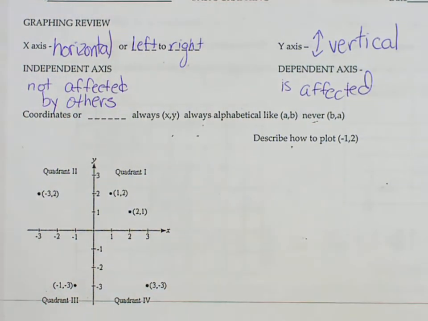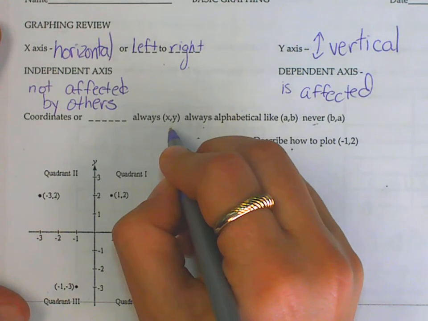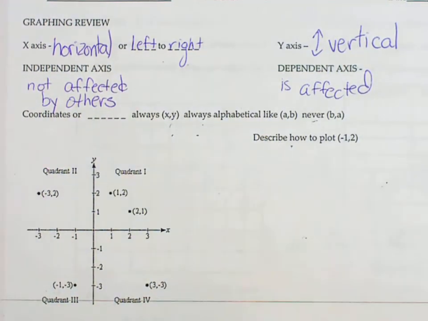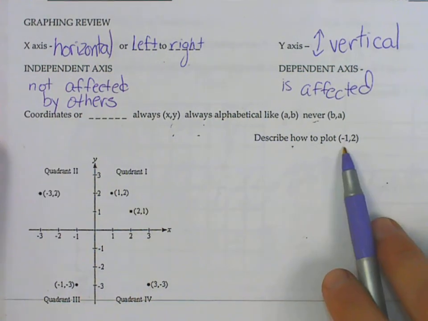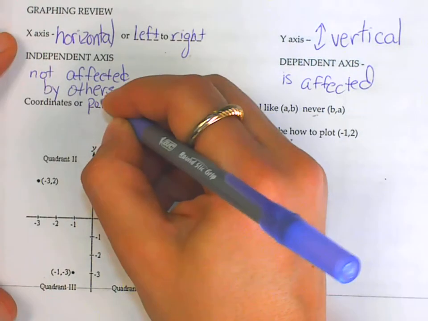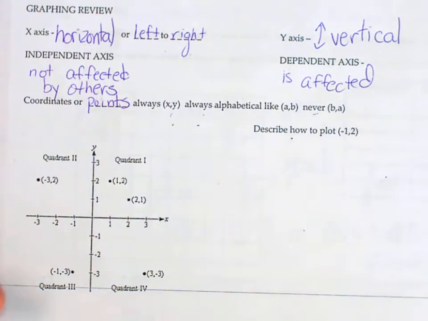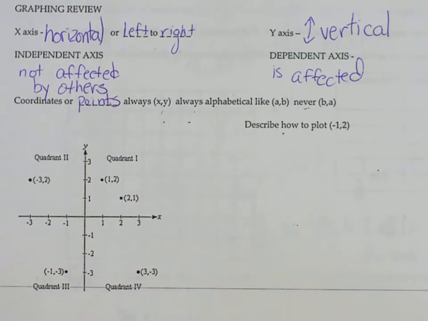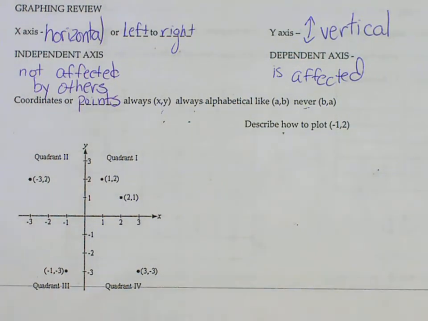Coordinates is the fancy word for the what? Coordinates look like this. They have an X and a Y. They always go in alphabetical order if I was going to use different letters. This is a coordinate. We plot the coordinates. You guys probably used to call them points. You use this all the time. What are your coordinates? Coming to find you. This is your location, your coordinates.